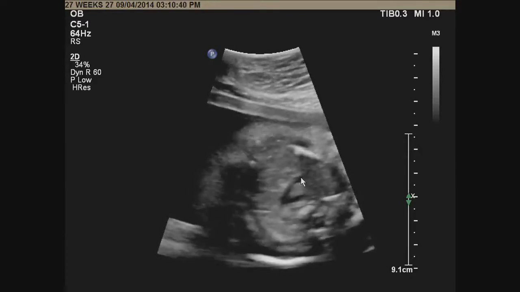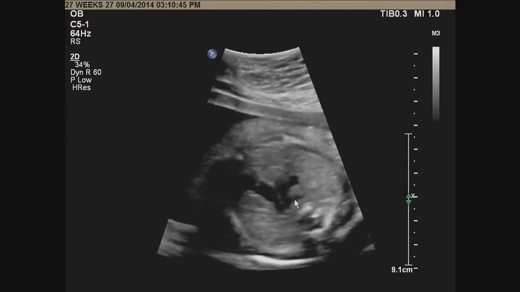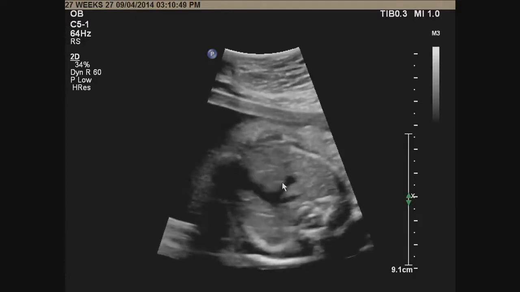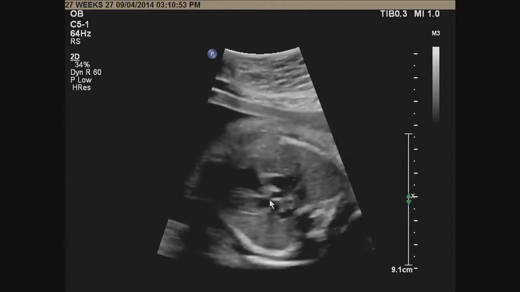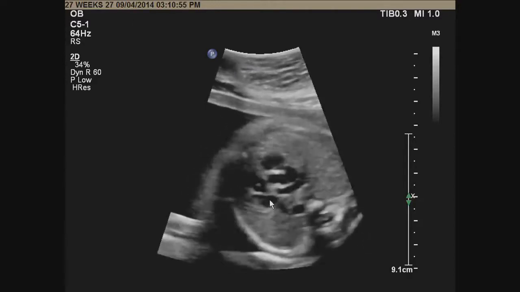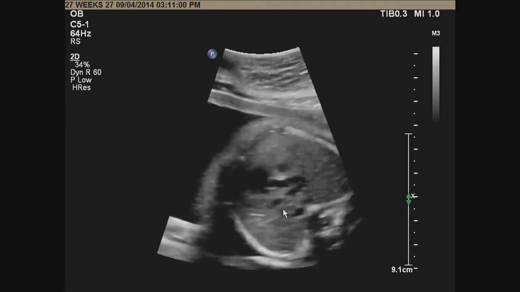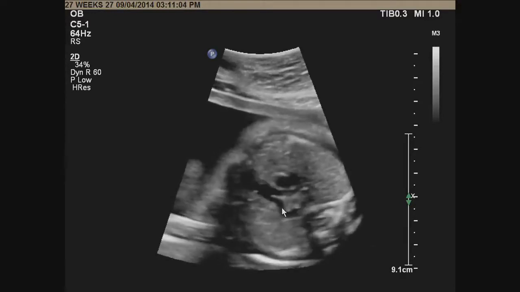So I'm very, very high in the chest. I'm going to come down slightly here in the upper chest, and I see the ductal arch right here, the aortic arch right here, aortic isthmus, ductal arch. And then you have to angle a little bit to get the 3-vessel view with the division of the pulmonary artery.